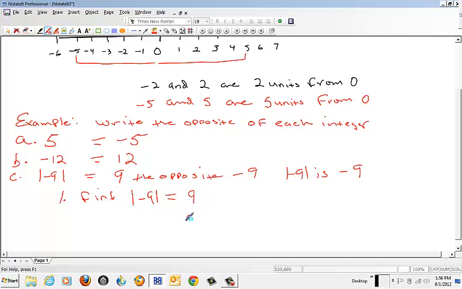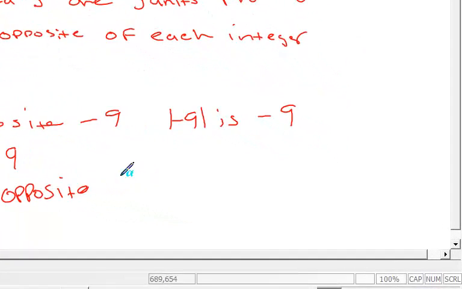So what is the opposite? What's the opposite of 9? Well, the opposite of 9 is -9. So again, if you just follow the process, these problems will not be that tough. You just really need to follow the steps, follow a format, and you will be fine.